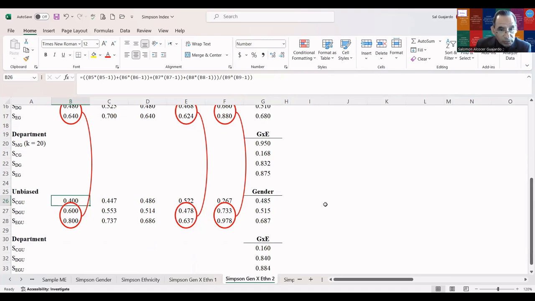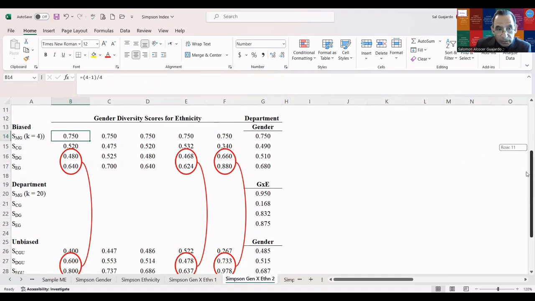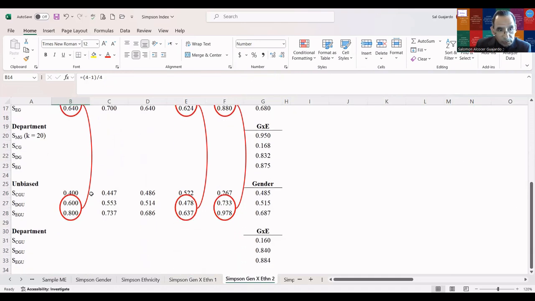So when the unbiased formula score is used for the Asian work group, it obtained 80% of the maximum possible score of 0.75. And again, I just dragged the formula across for each ethnic group and also for gender for the department. Again, these unbiased scores for the department correspond with the gender scores in the spreadsheet for gender.